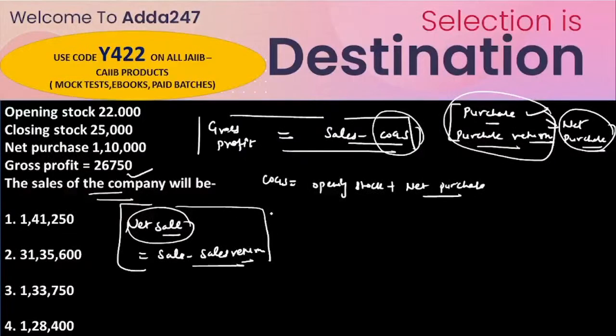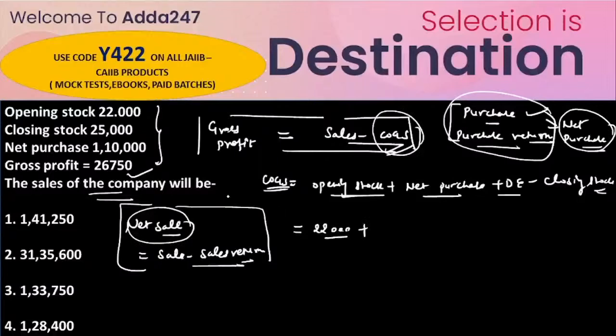Here we have to calculate the cost of goods sold, so writing the amounts in this formula: opening stock plus net purchases plus direct expenses minus closing stock. Direct expenses are not given in the question, so we can skip this. We write opening stock, which is given 22,000, plus net purchase, which is given 1,10,000. Expenses are not given, so skip that. And closing stock is given 25,000, so write here 25,000 rupees.